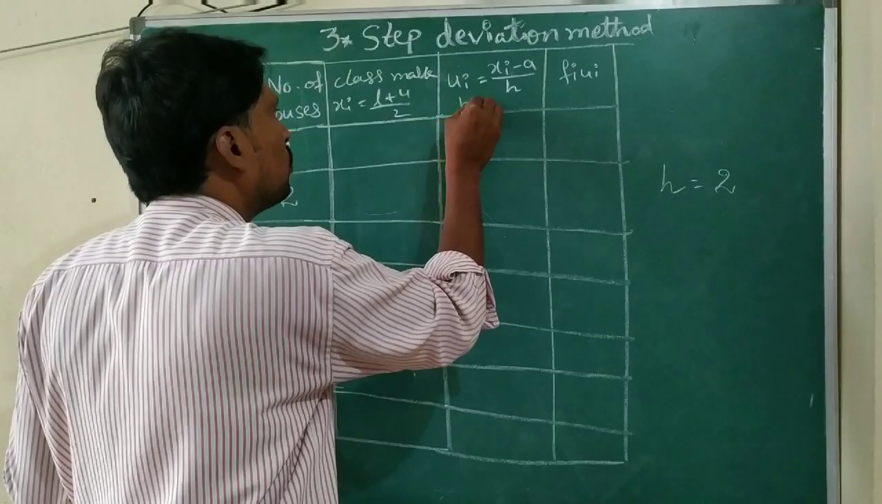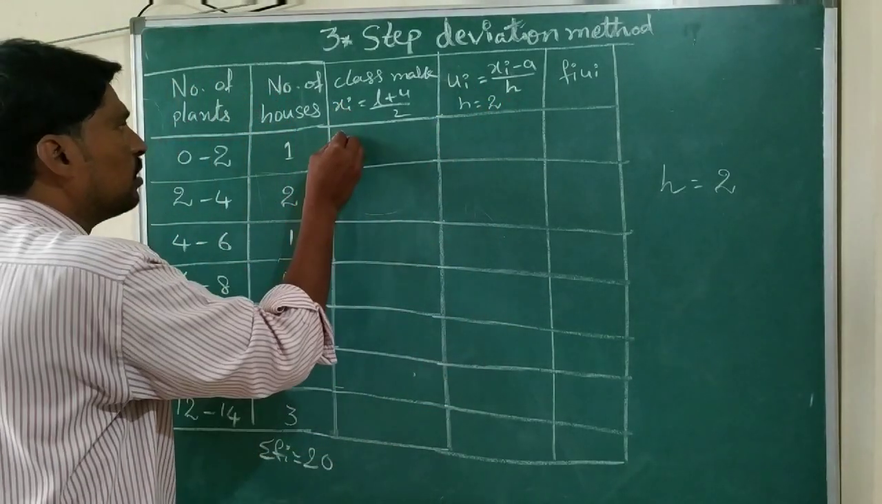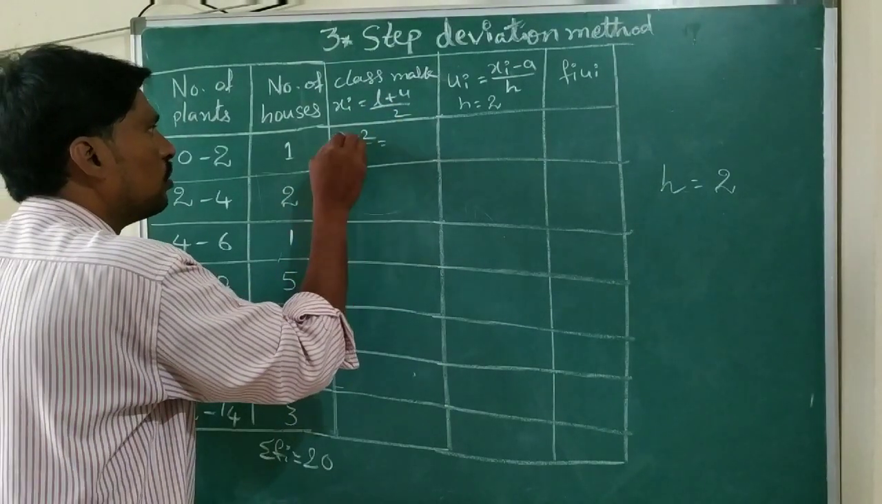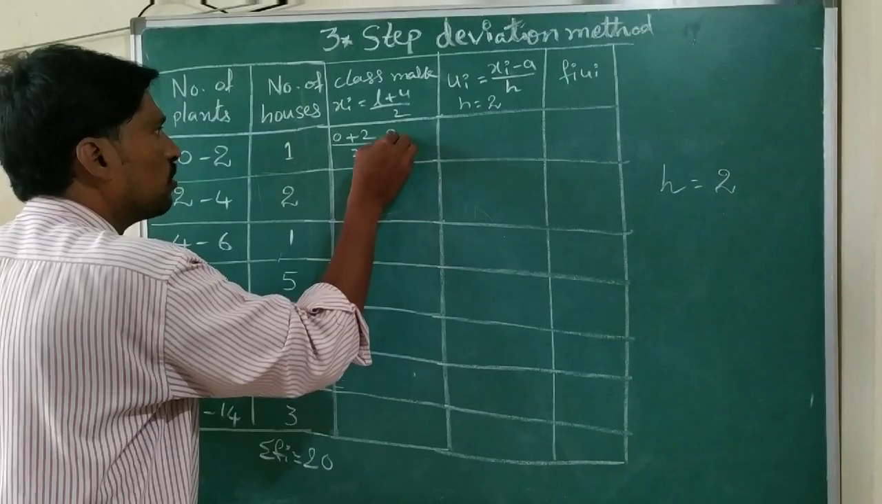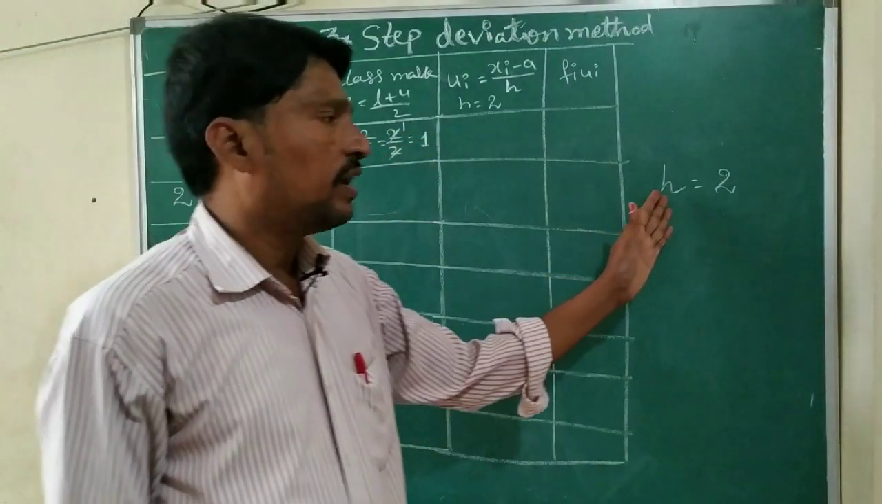So here h equals 2. Now we can find the class mark. The lower limit is 0, plus 2, by 2. 0 plus 2 is 2, by 2, that is 1. So now we have the first class mark.